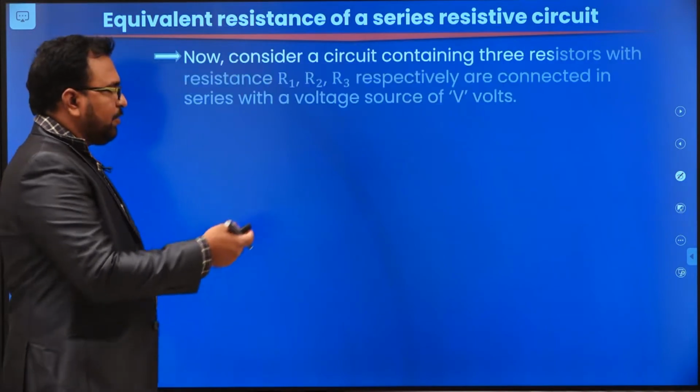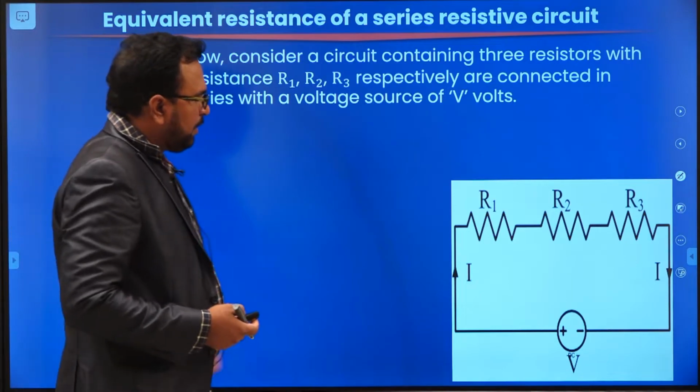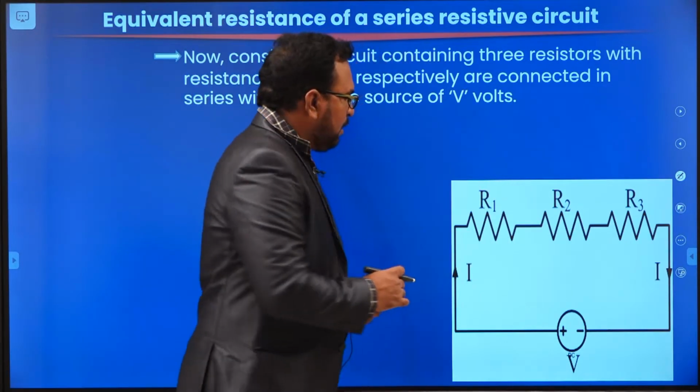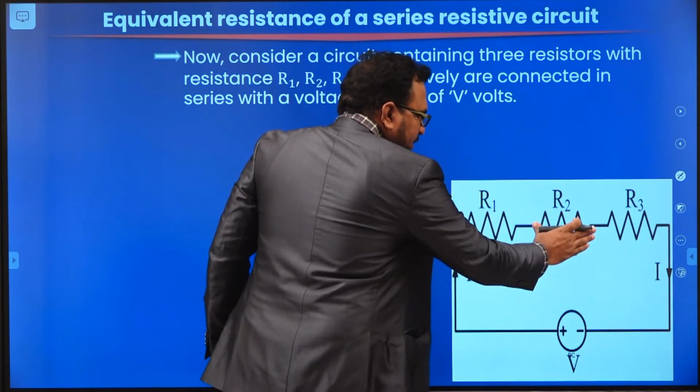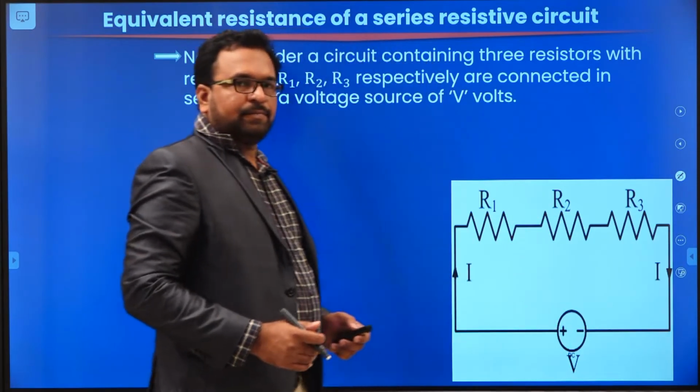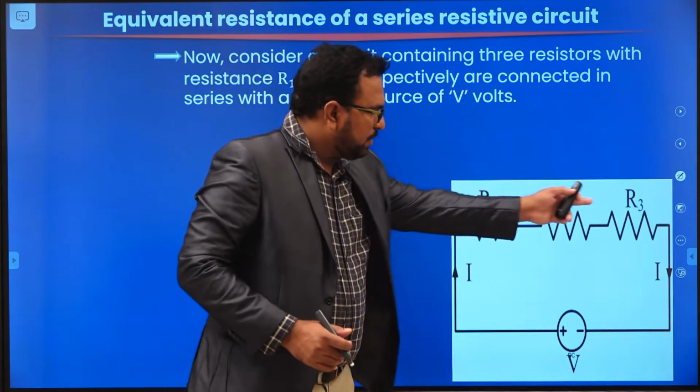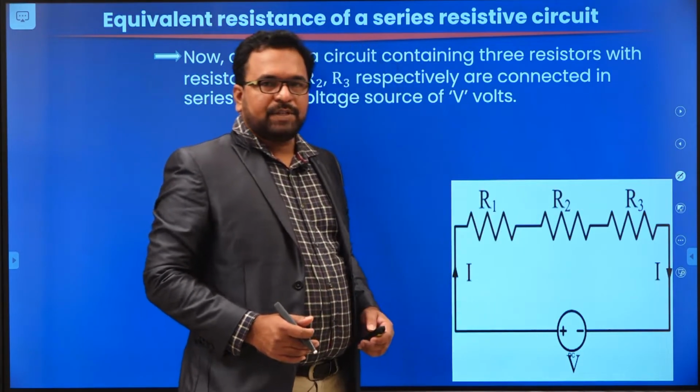Now consider a circuit like this. Here there are 3 resistors connected end to end, and this total resistance is connected to a voltage V. That means the energy is going to be supplied to these 3 resistors by means of source V.